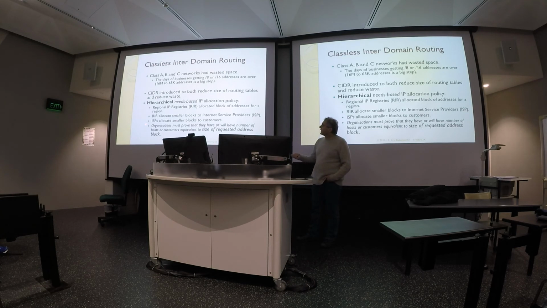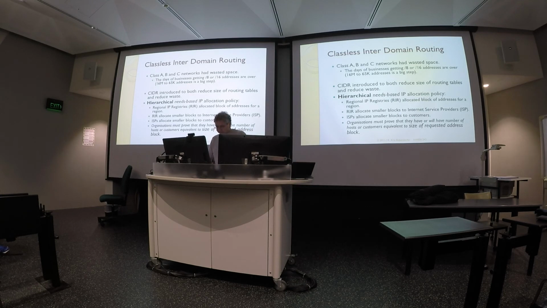Now, the thing that really changed when the class system went away is that organizations have to prove that they have, or that they will have, the number of hosts in their organizations that matches the size of the IP address block that they're given. This is because it was running out. Obviously, in the early days, that wasn't necessary.